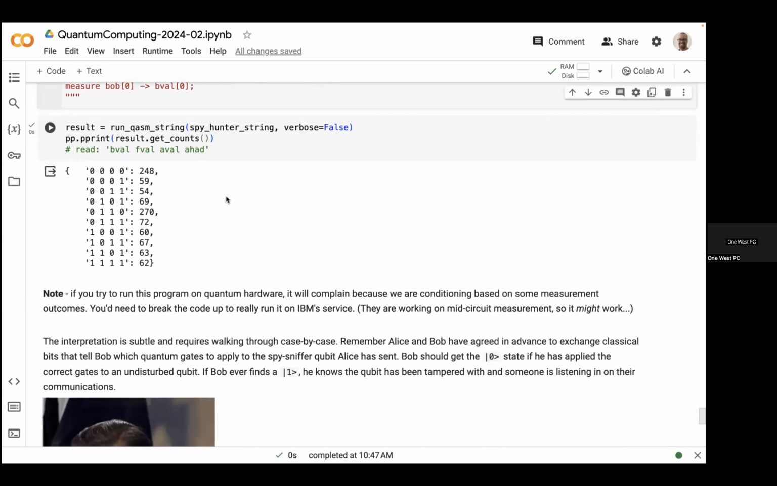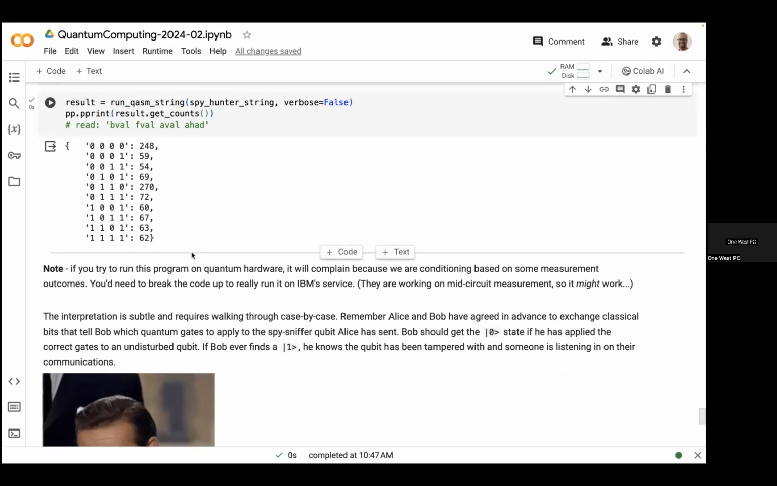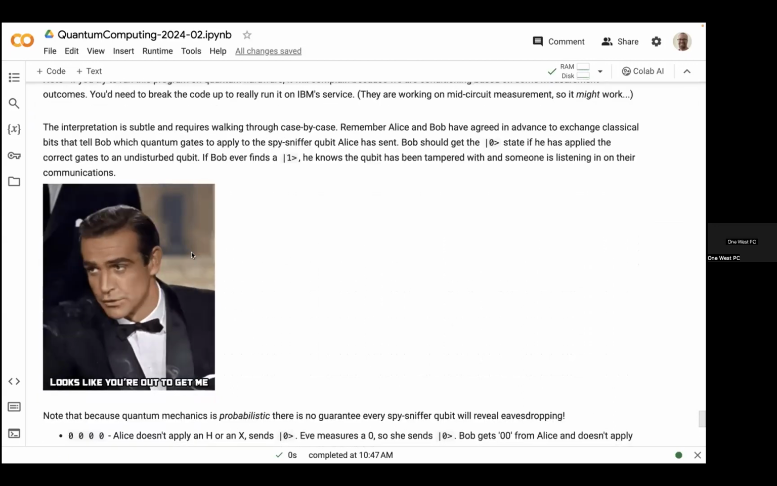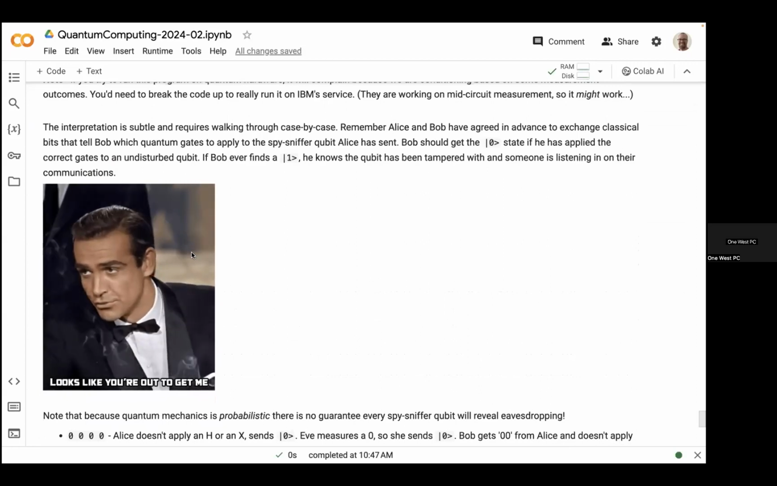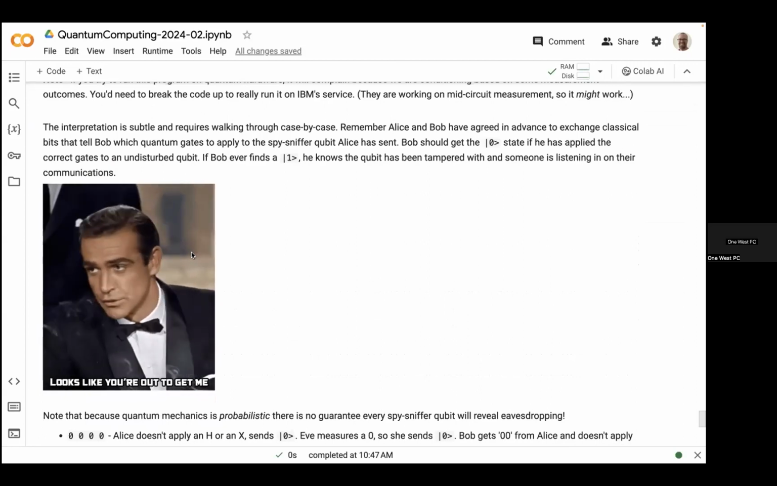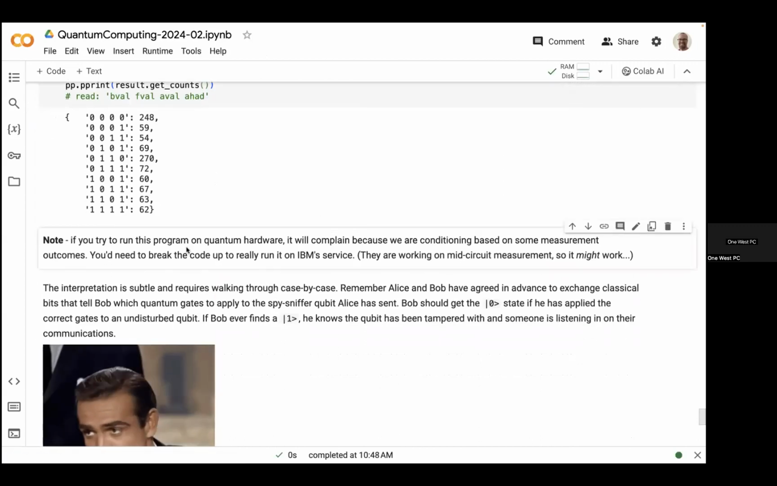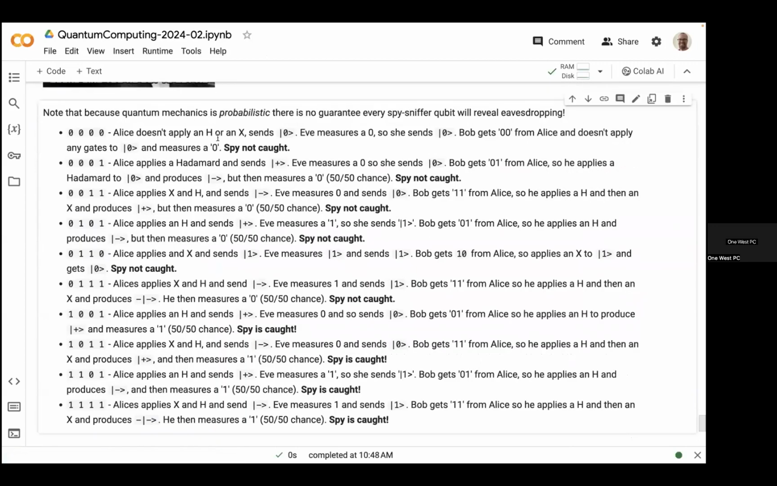The interpretation of all these results is a little bit subtle and requires walking through case by case. I'm not going to unpack all of the values verbally here. I mean, you guys will. It's just too long to go through all of it. But what I really encourage you to do is to think through these different cases and see what's going on, because it'll explain how the circuit is really working.